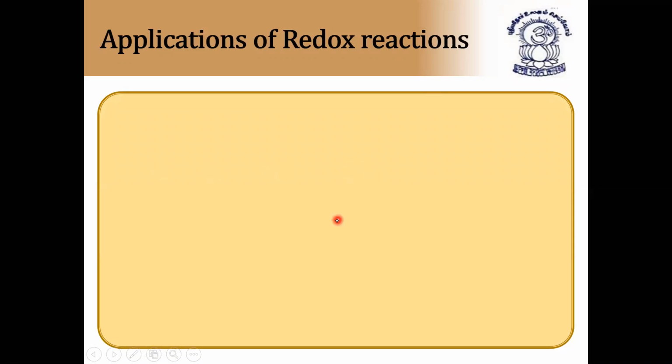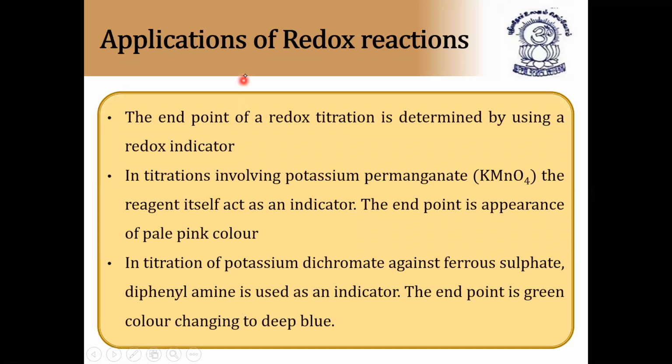Clearing the drawings. Next, applications of redox reactions. The end point of a redox titration is determined by using a redox indicator. In titrations involving potassium permanganate, KMnO4, that is called volumetric analysis. This you will do at the end of 11th class. So in titrations involving potassium permanganate, the reagent itself acts as an indicator. The endpoint is appearance of pale pink color.